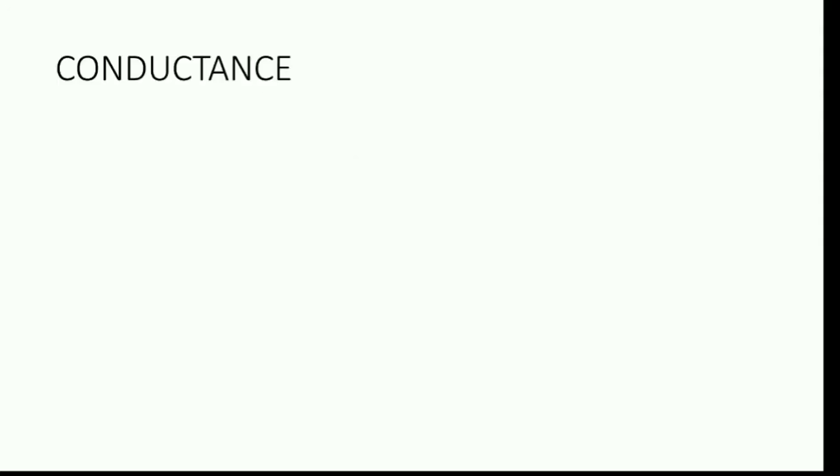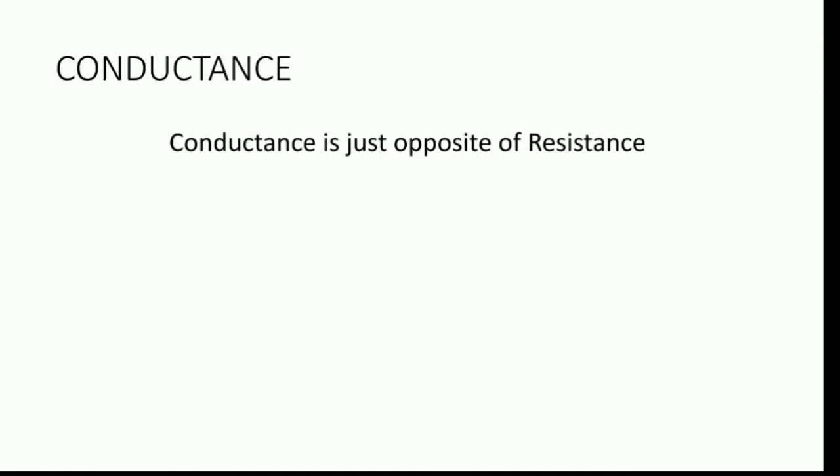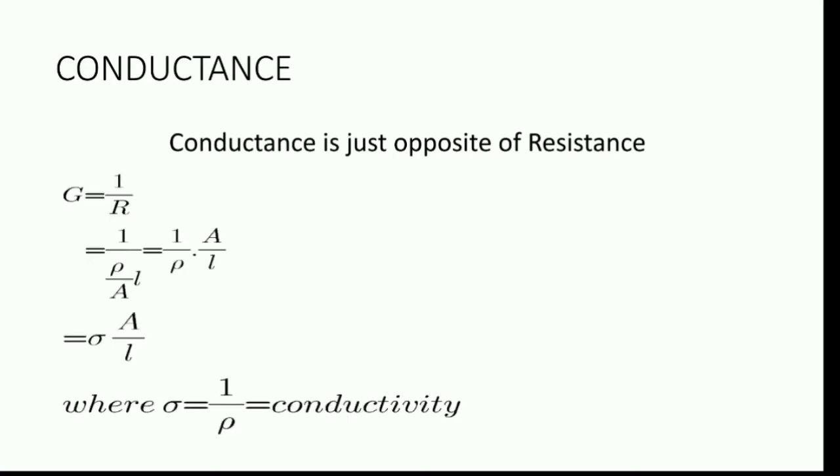Now let's talk about conductance. Conductance is just the reverse of resistance. Resistance means some opposition in the way of flow of charge, then conductance will mean the ease of flow of charge or current through a conductor. And this conductance is expressed as G, and we can write G equals 1 by R.